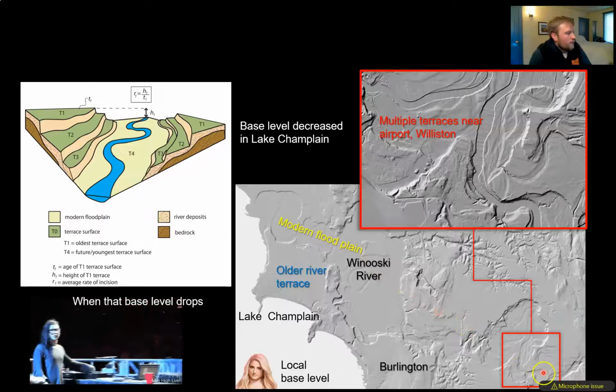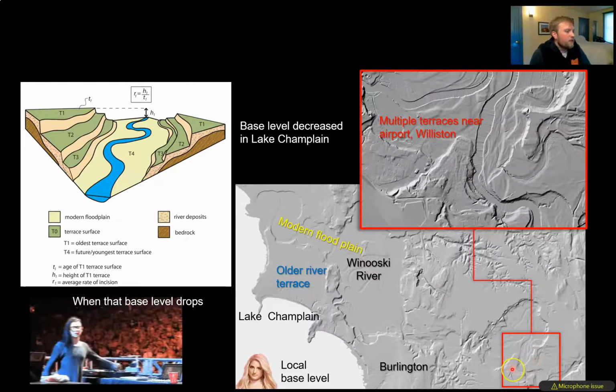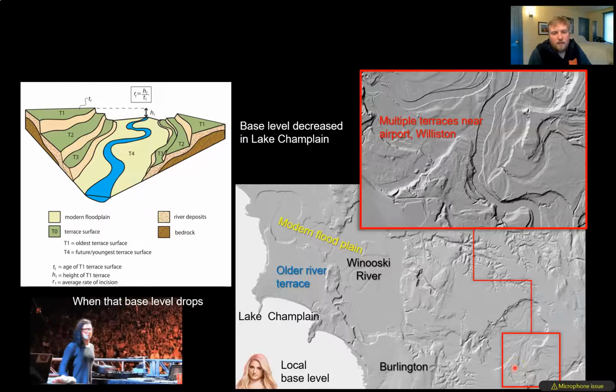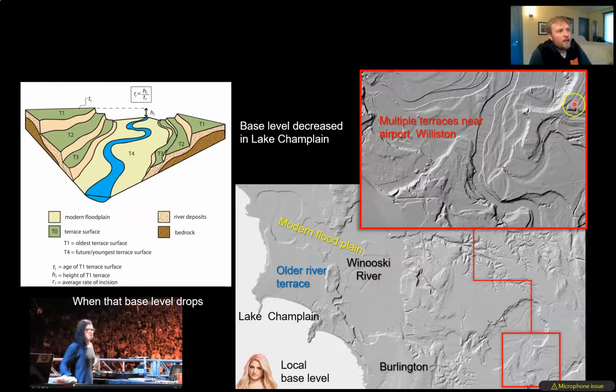All right, so if we come down to here, this is kind of near the airport and Essex Junction, actually. So if you look here, this is a topographic shaded relief map, right? So you're just seeing changes in slope. And then if you look up at a more zoomed in level, you can see all of the different terraces, right? These former flat surfaces where the Winooski River used to flow through, right?